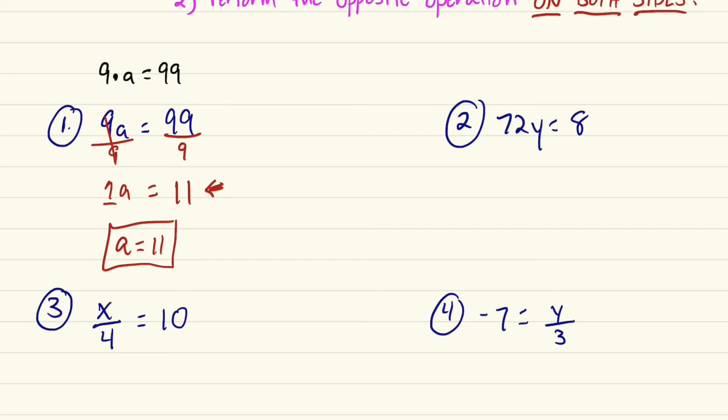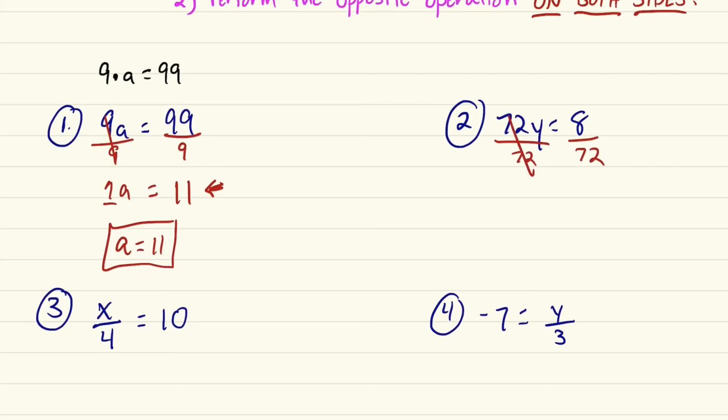So on to number 2. Number 2, we have 72y equals 8. So again, we're doing the same thing. We know 72y is really 72 times y. So all we have to do is divide both sides by 72.